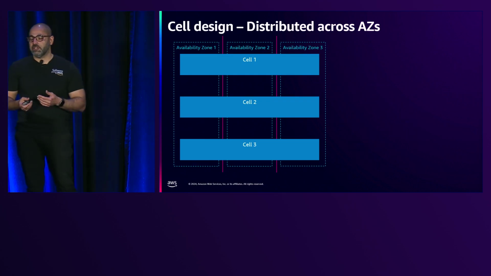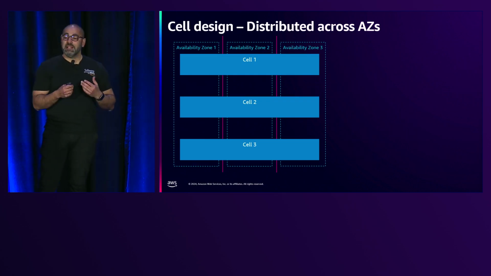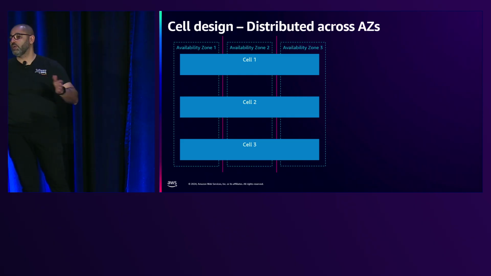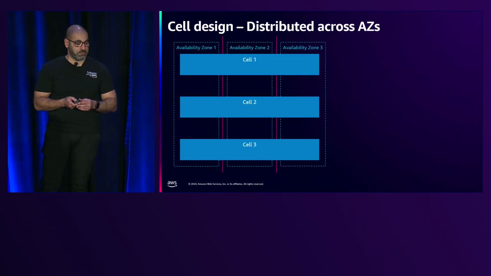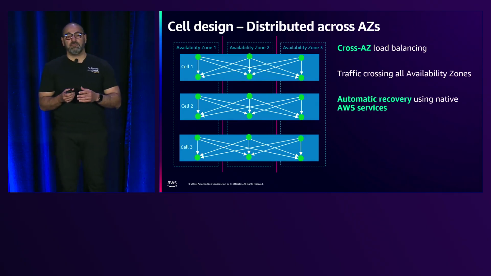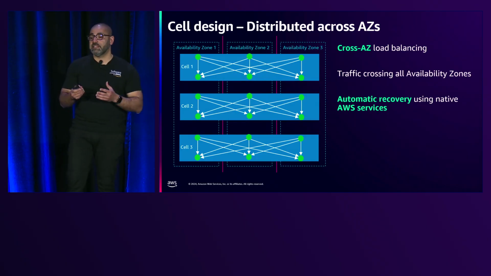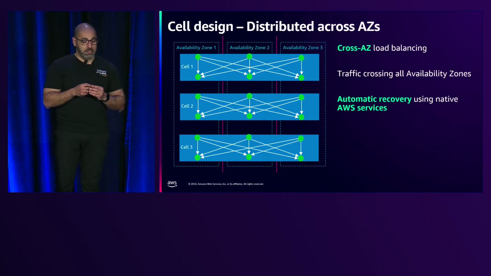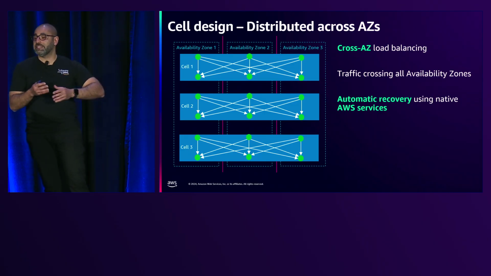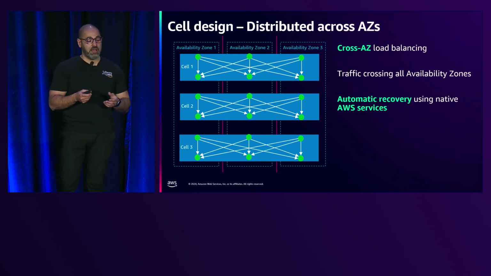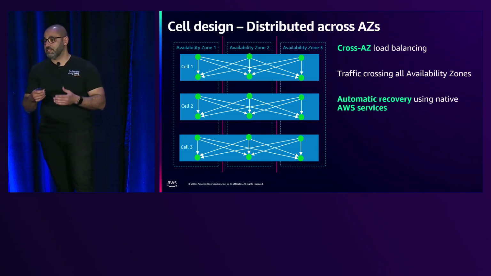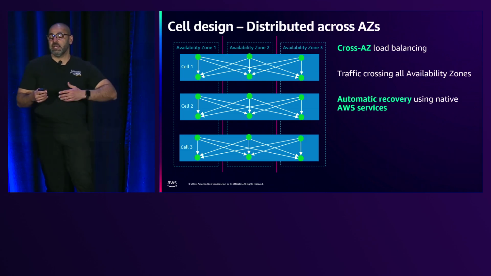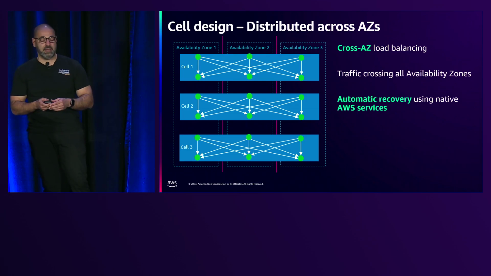So there's a few ways to design your cell architecture. The first one is multi-AZ cells, which are cells with resources that span multiple availability zones. In this design, you'll have cross-AZ load balancing, which means that traffic is crossing the AZ boundary. And in this design, you can take advantage of automatic recovery using native services. So we have services that are multi-AZ, which means if there's a failure, you could leverage the native AWS service to come back and recover from those failures.